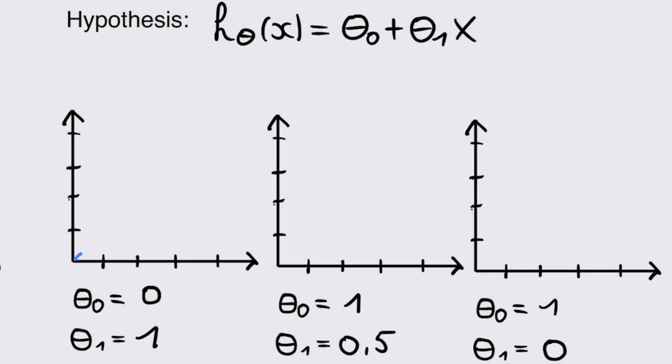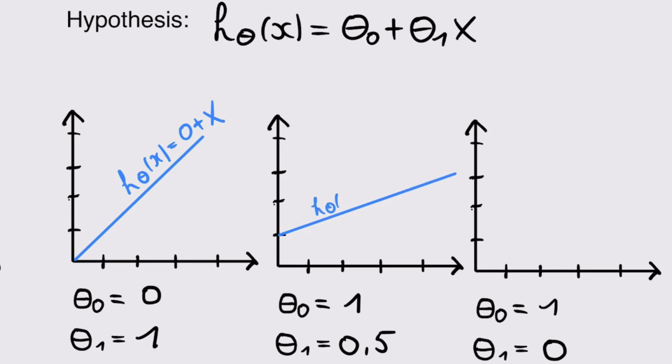First, let's recap what will happen to our hypothesis if we change the parameters theta 0 and theta 1. Let's look at these three examples. In the first example, we set theta 0 equal to 0 and theta 1 equal to 1. This will result in the following hypothesis. In the second example, we make theta 0 equal to 1 and theta 1 equal to 0.5. And lastly, we show an example where theta 0 is equal to 1 and theta 1 is equal to 0.